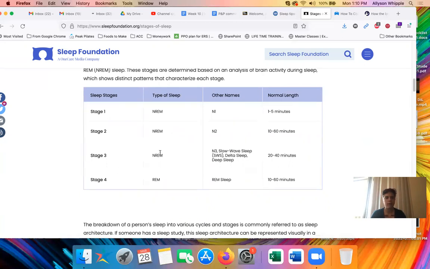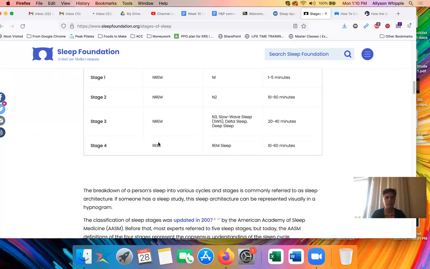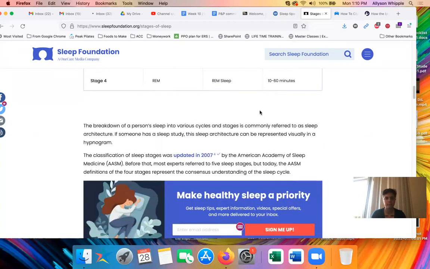Stage 3, NREM, N3, also called slow wave sleep, delta sleep, or deep sleep. So stage 3 is actually the deepest stage. This is 20 to 40 minutes. And then stage 4, REM sleep. This is the one where you're dreaming, and that's 10 to 60 minutes.